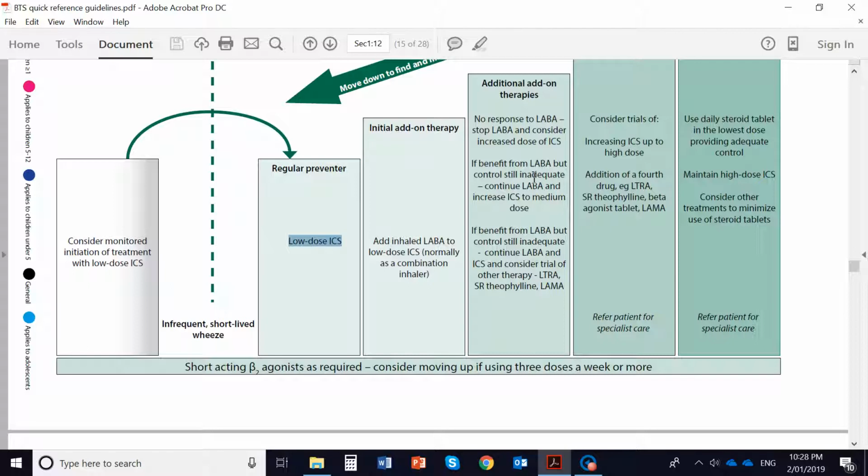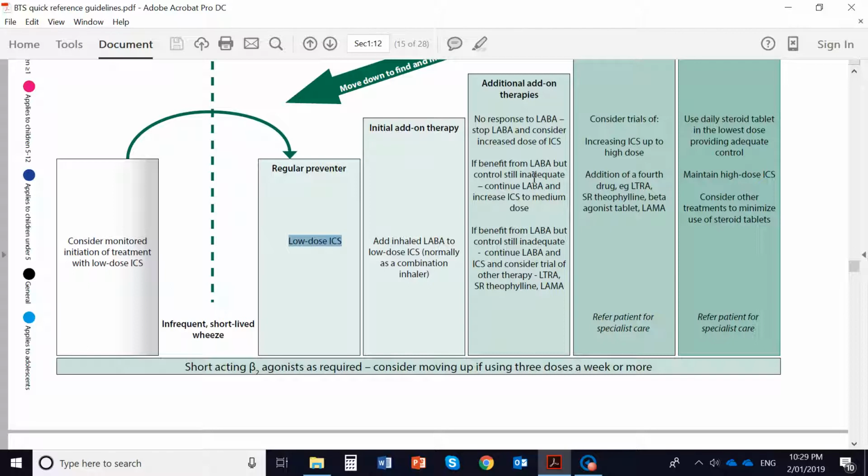So you consider increasing the dose of ICS. Now, if you have some benefit from LABA, but you're still having poor control. So for example, you might ask me how I can make sense of it. So no response or some response, but still you are meeting that criteria. So think about it, that you are using it 3 times or more.